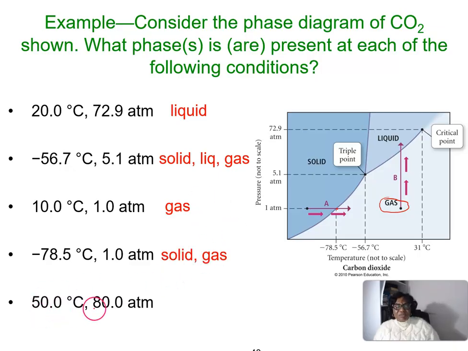Then 50 degrees Celsius and 80.1 atmosphere. So 50 degrees Celsius, 50 somewhere here. Is it 80 atmosphere? 80 is above here. So we can say we have the supercritical fluid.